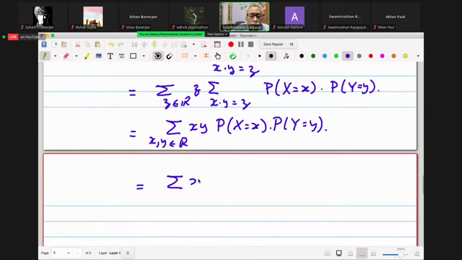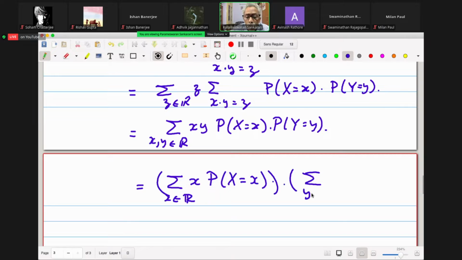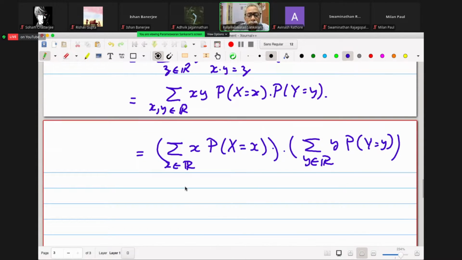Now you see you can write this as the summation of x times probability of X equals x, x varying in real numbers, times the summation over y in reals of y times probability of Y equals y. And this is the expectation of X, this is the expectation of Y.